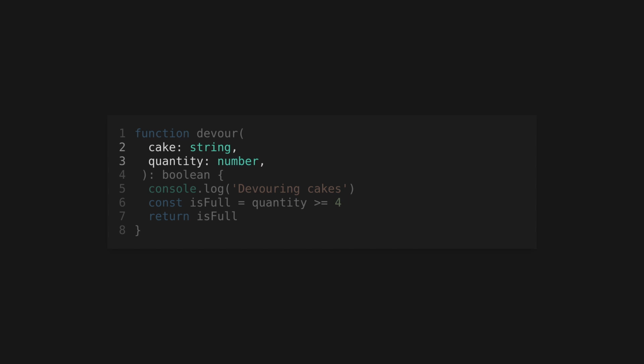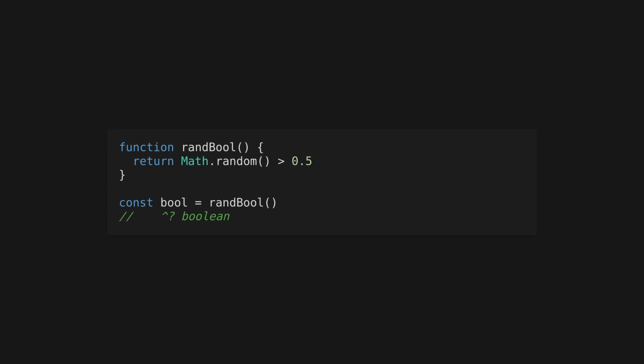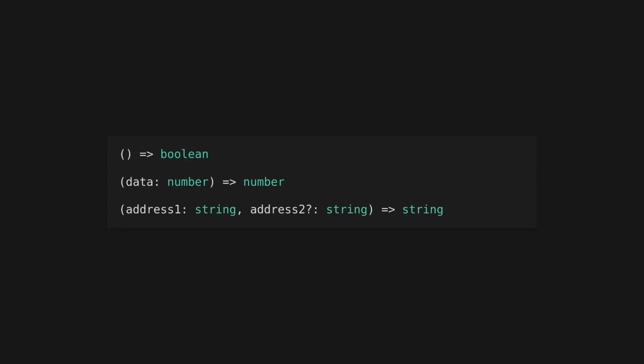Add type annotations to function parameters to limit what can be passed into a function. Use a colon to specify the function's return type if desired. TypeScript can often infer function return types, but you may wish to specify them to ensure future development can't break the contract you define. Create a function type using the arrow syntax. This can be used to type const functions.